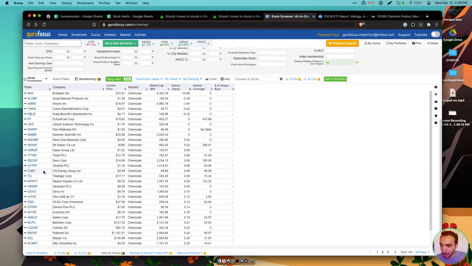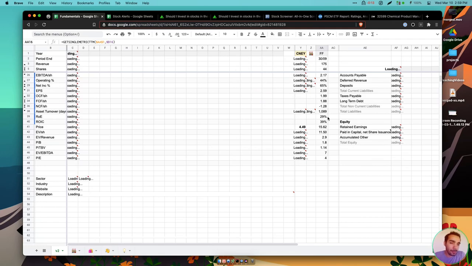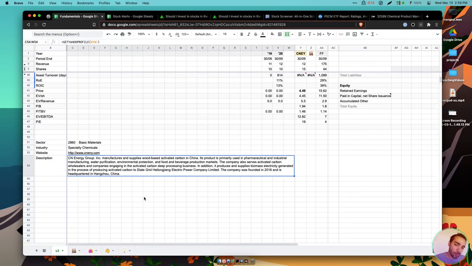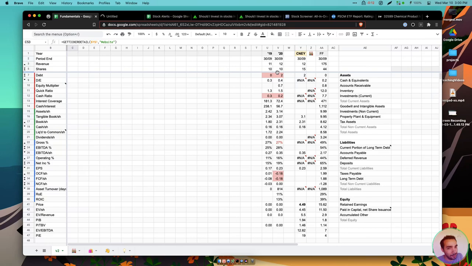So, a lot of five-letter ones here, and then you have CN Energy Group. CNEY. Let's take a look. These plastic things are pretty interesting. Plus, they have no debt. I didn't even think this was a thing, man. No debt. CN Energy Group manufactures and supplies wood-based activated carbon in China. Wood-based activated carbon? Pharmaceutical, industrial, manufacturing, water purification. I have no idea what that is. I need photos or something. I really have no clue.